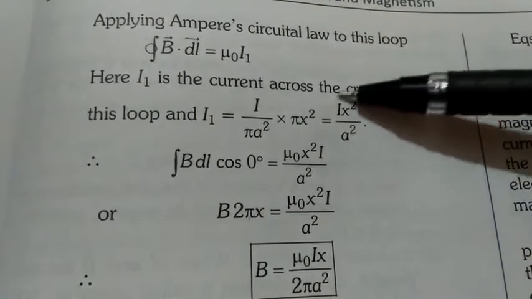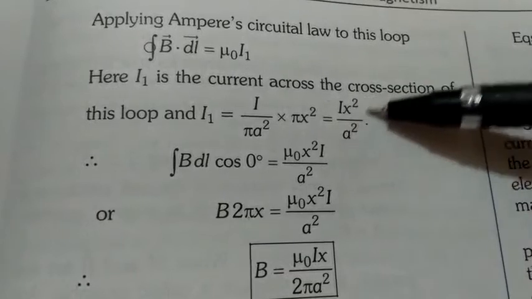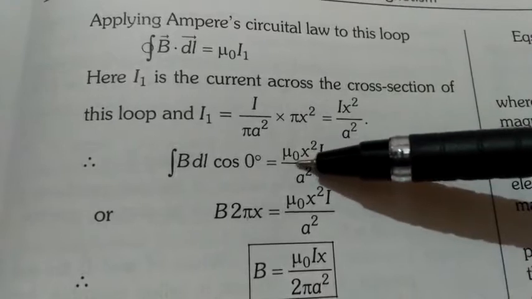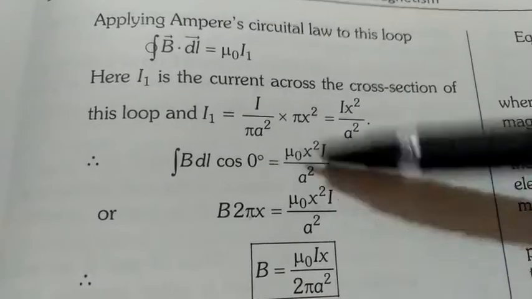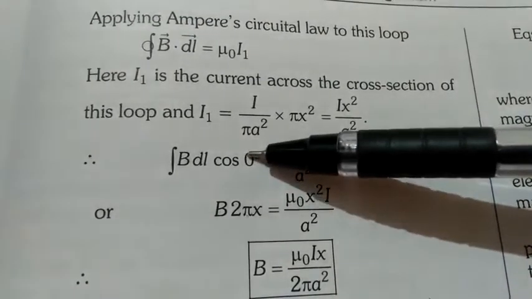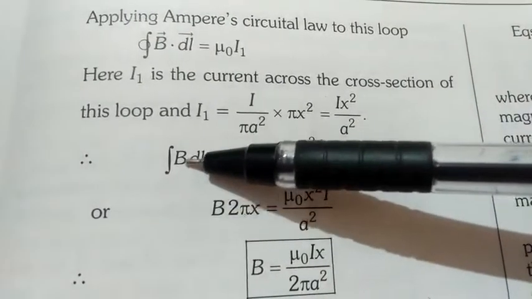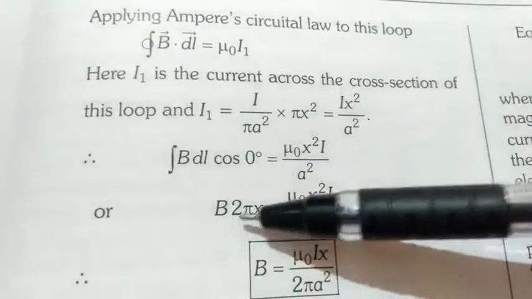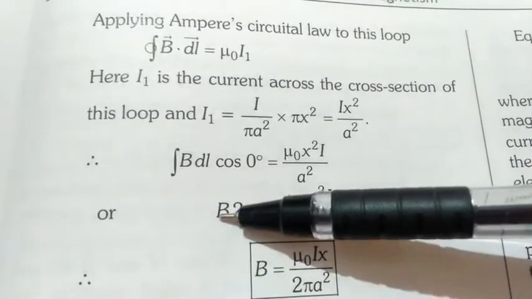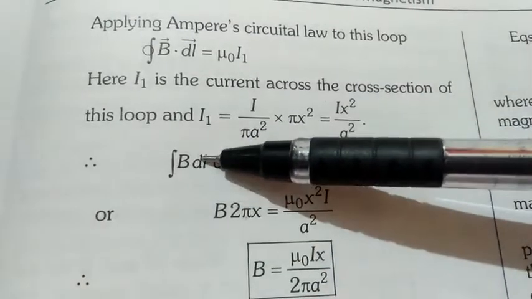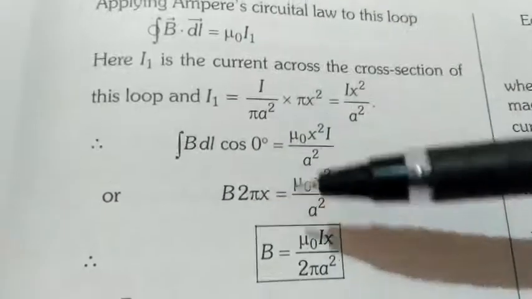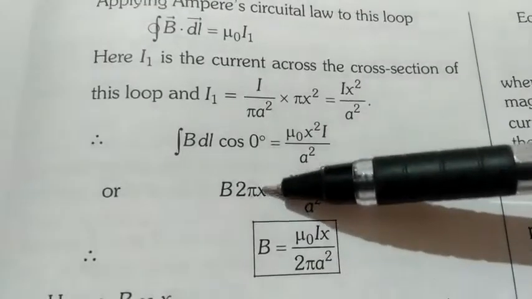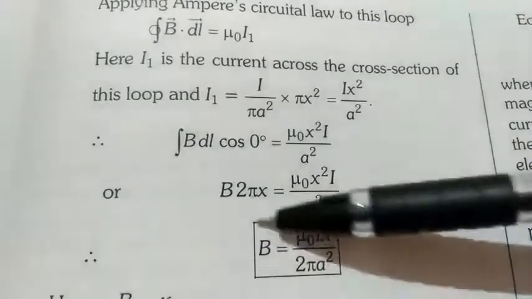So now this is the total amount of current flowing through that smaller loop. In place of I1, we put its value, so it becomes mu naught x square I upon a square, and theta equals 0 degree we put. So in place of the integral of B dl cos 0, we have B 2 pi x. B is constant, so we take it out. When we integrate dl, we get 2 pi x. Or B equals mu naught I x upon 2 pi a square. One x and x get cancelled, and we have this formula.